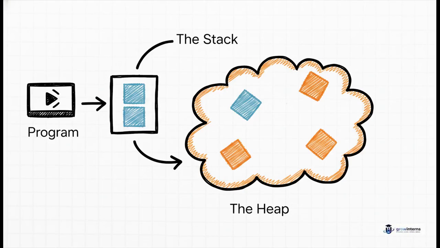Okay, so to really get how this all works, we've got to talk about where your program actually stores information. Think of it like this. Your program has two main storage rooms for data. They're called the stack and the heap.